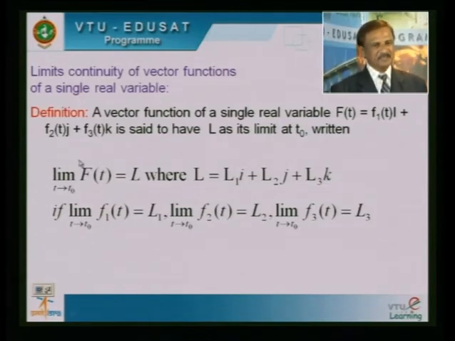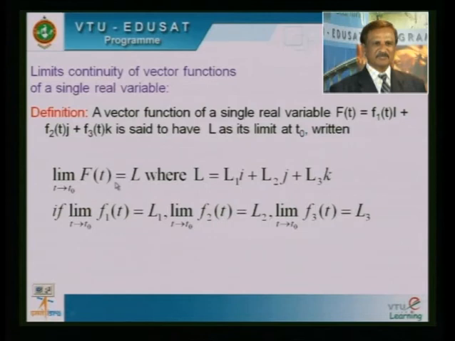Now you want to apply a limit on this function as t tends to t naught, where t naught is a particular value. The limit of f of t as t tends to t naught is the value of the limit, which can be denoted by L, where L is equal to L1 i plus L2 j plus L3 k. When you apply the limit of the first component f1(t) as t tends to t naught, you will get L1. The limit of the second component f2(t) gives L2, and similarly the limit of the third component f3(t) gives L3. When you combine all the right-hand side values, you may call it L.